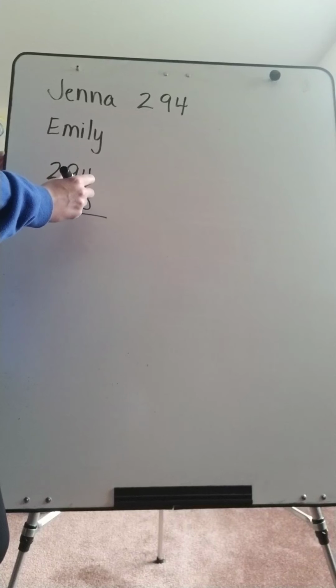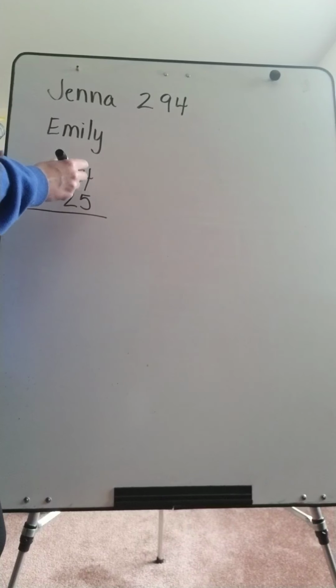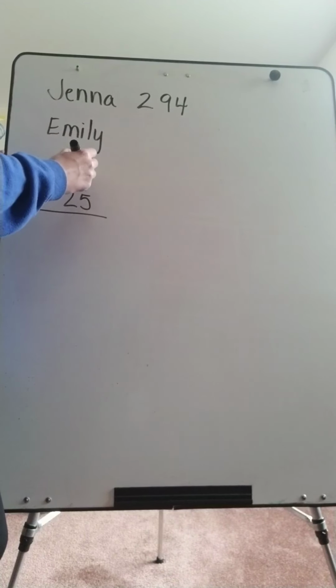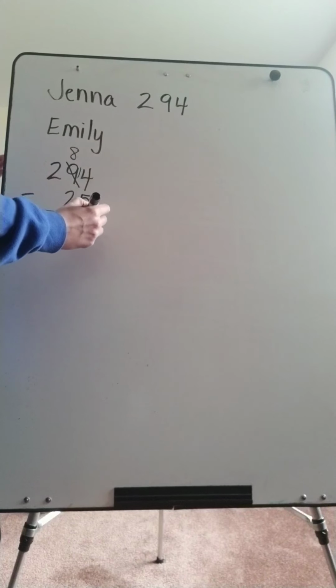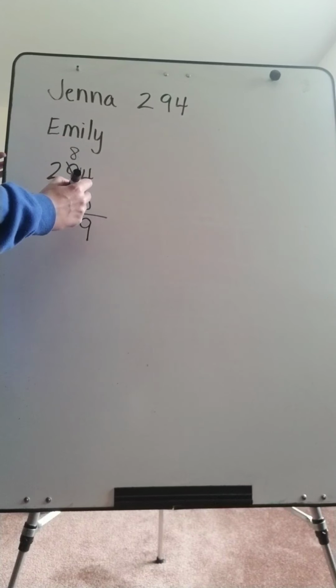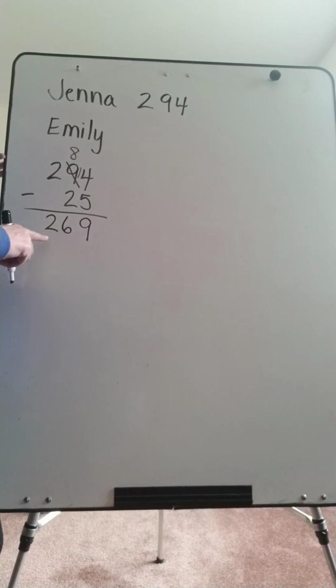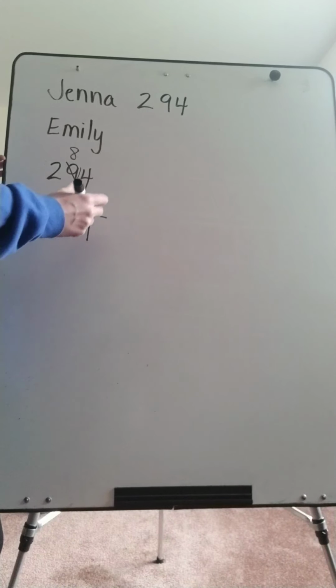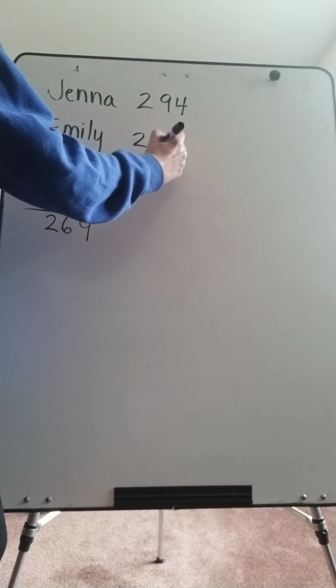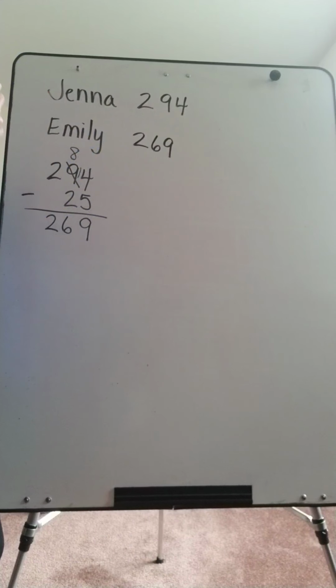So 4 minus 5, we can't do. We have to regroup. 14 minus 5 is 9. 8 minus 2 is 6. 2 minus nothing is 2. So now we know that Emily has 269 coins.